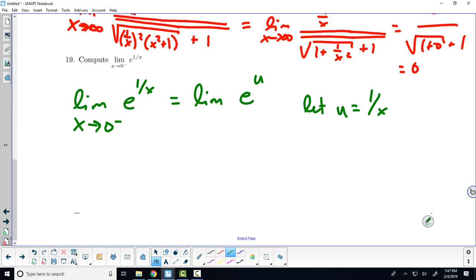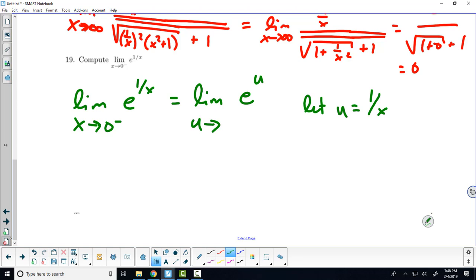Now, in math, you can't just wish things away. If you do something, you need to compensate. So what was happening originally in this limit? x was approaching 0 from the left. But now the variable that's approaching something is u. Well, if x is approaching 0 from the left, what would u be approaching?